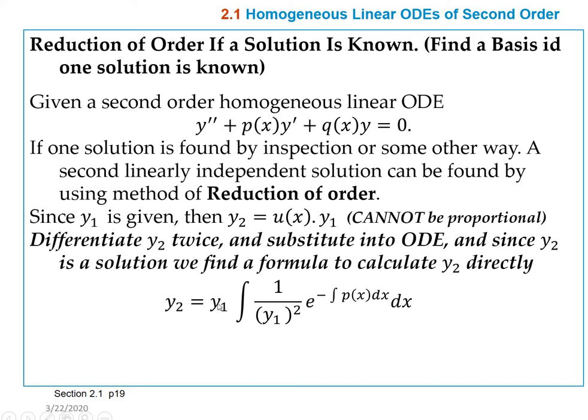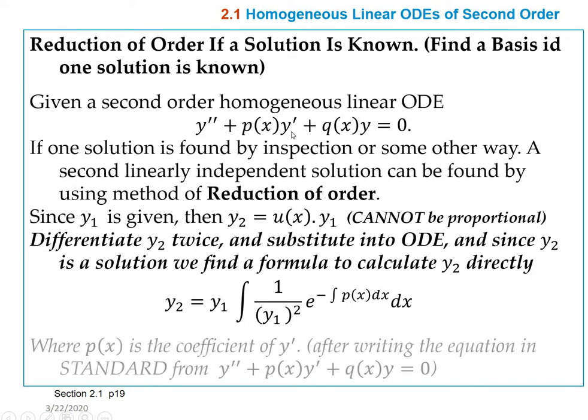And of course, this integral cannot be a constant, because if it were a constant, y2 would be proportional to y1. So you should get a function of x. So you can just substitute the values and you will be able to get your answer. Again, the leading coefficient should be 1, and p of x is the coefficient of y prime after you write the equation in standard form.